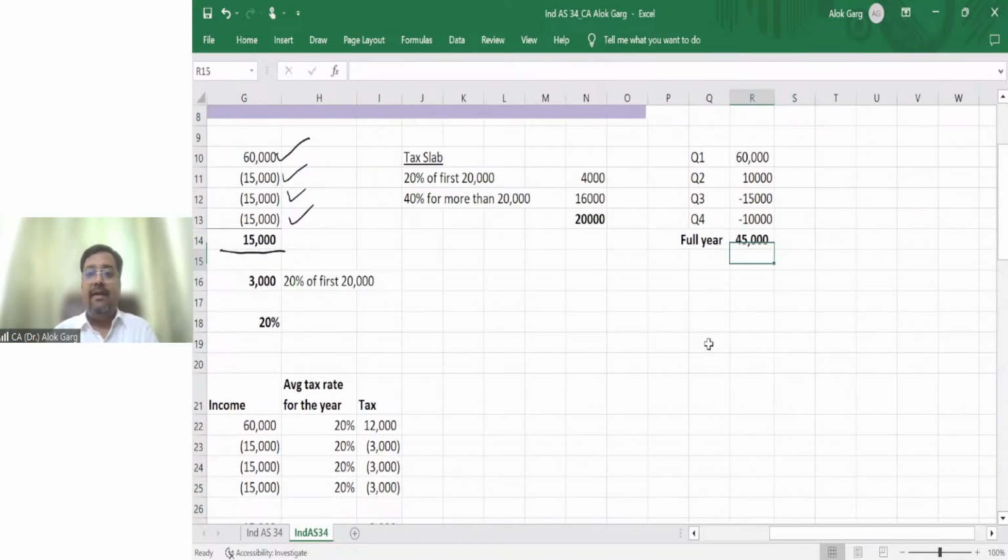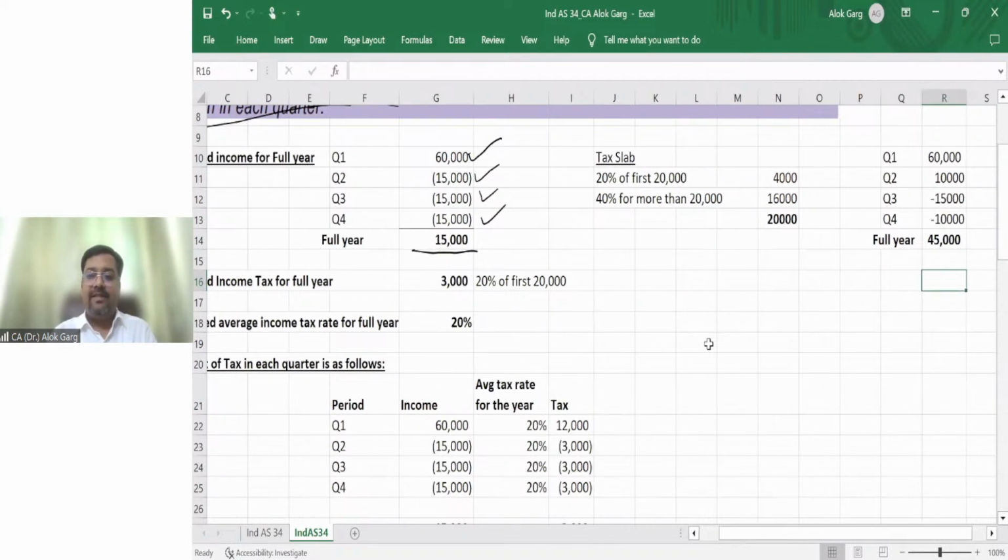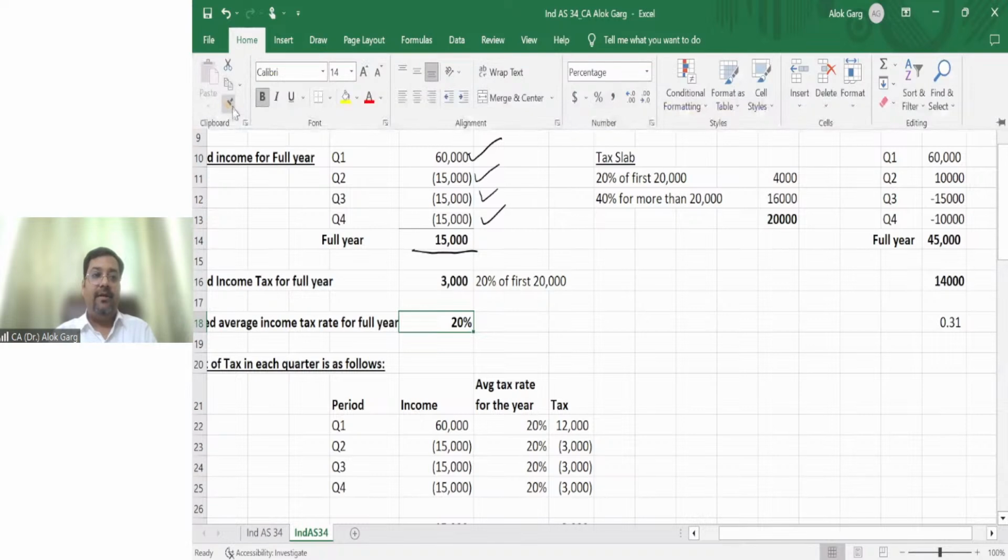Now, what is my tax rate? What is my weighted average tax rate for the full year? My expected income tax for the full year is: first 20,000 at 20%, and the remaining, 45 minus 20, which is 25,000, at 40%. My total tax expense should be 14,000. My weighted average rate is 14,000 divided by 45,000. It is 31%.